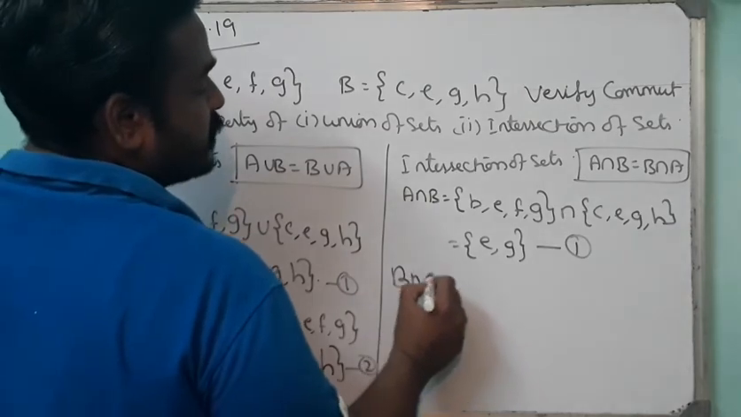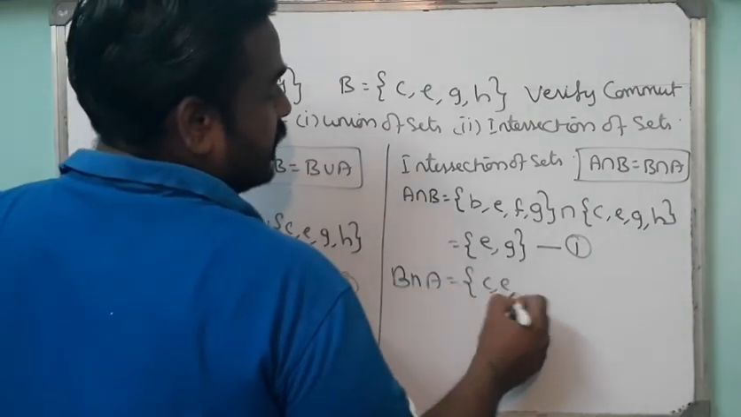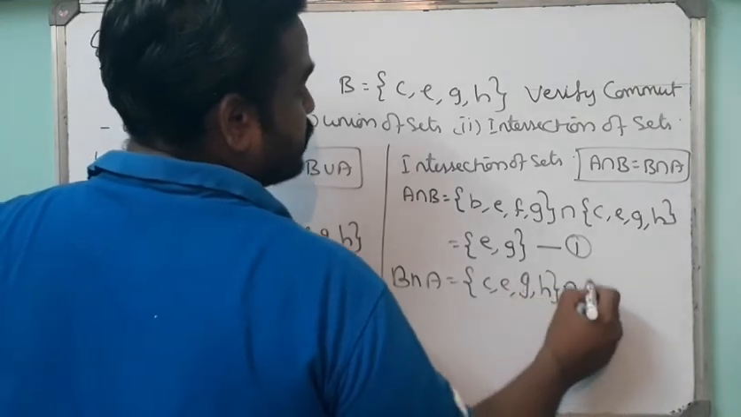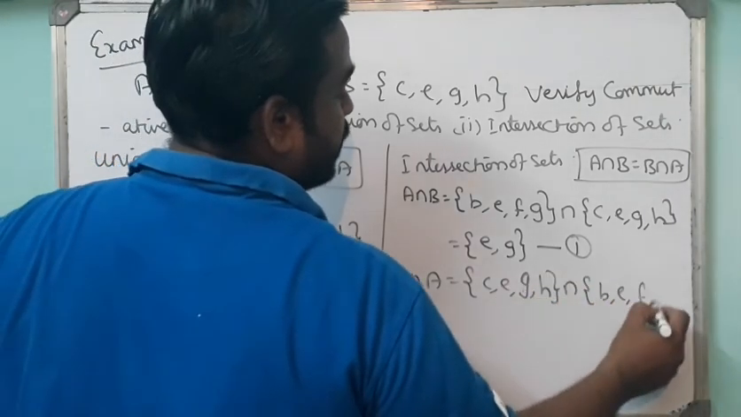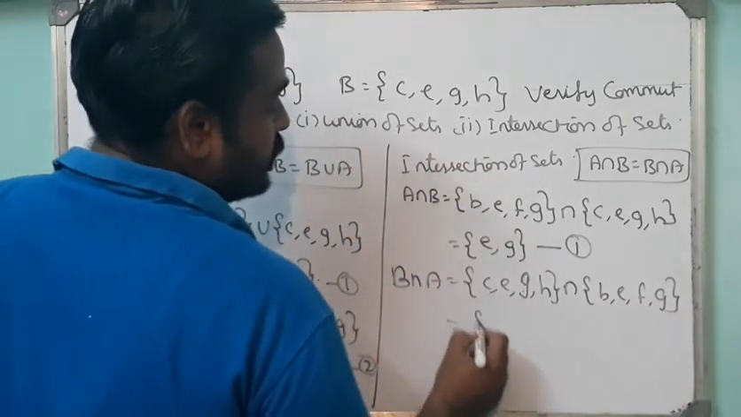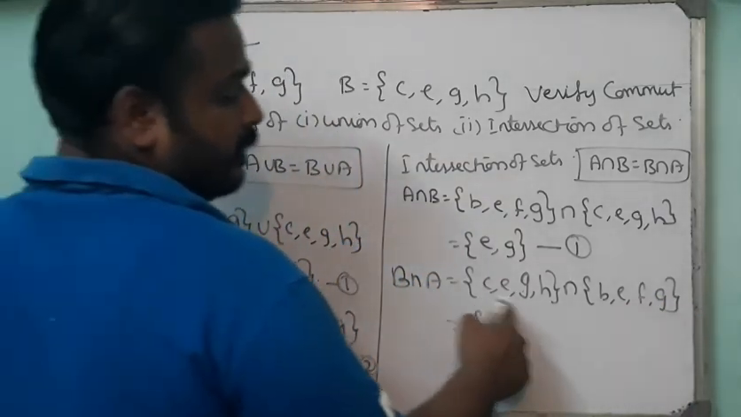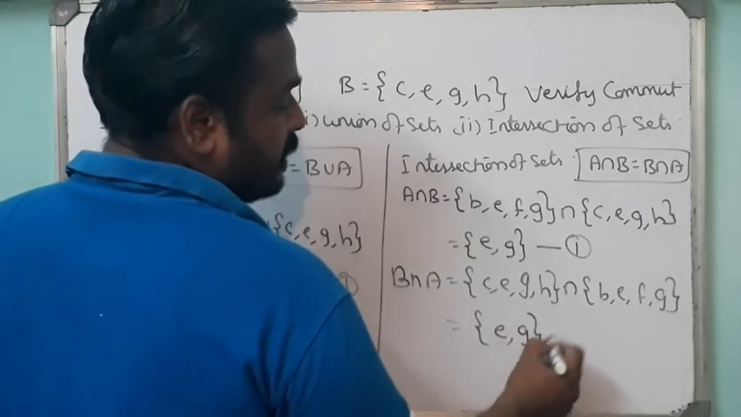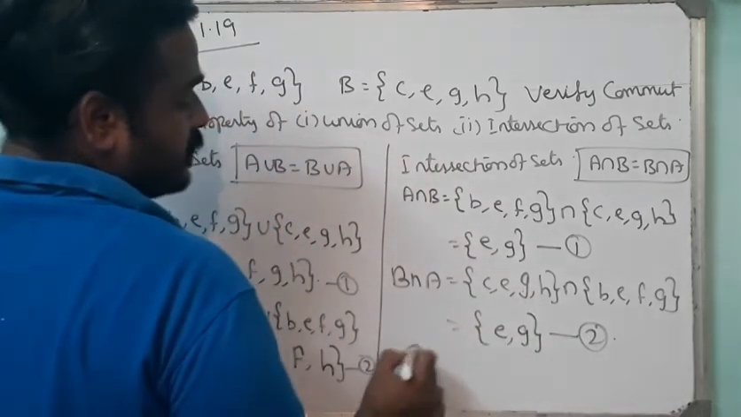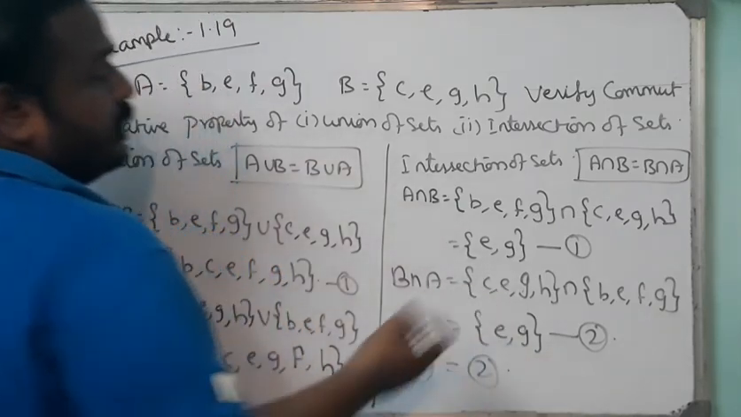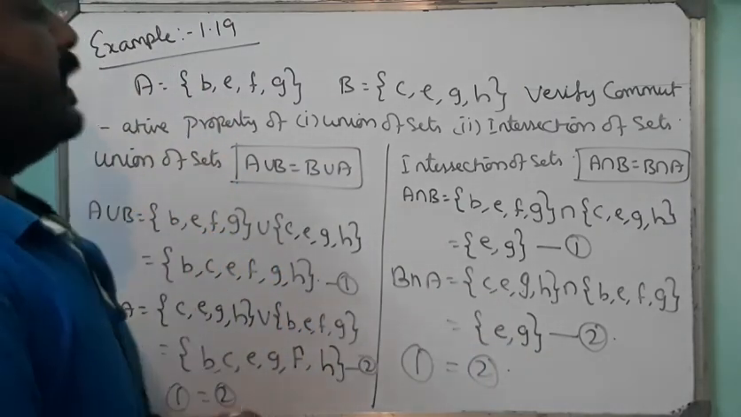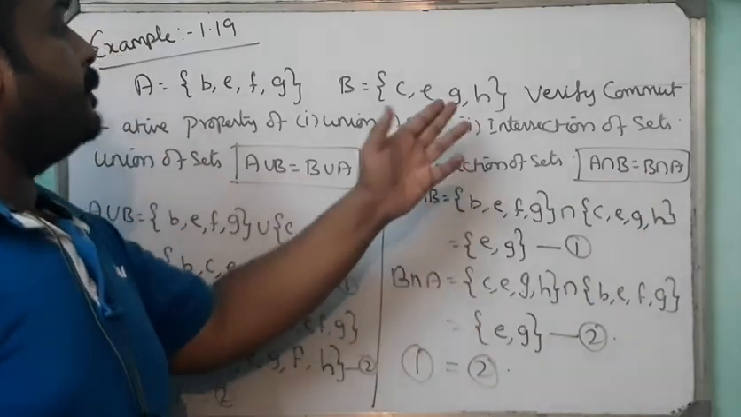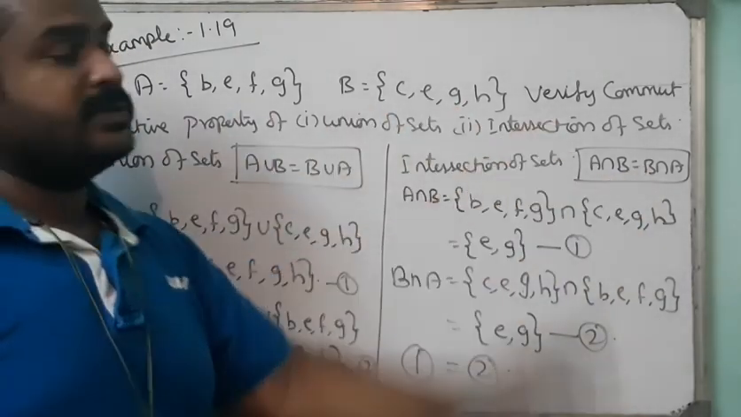And B intersection A போடுங்க. C, E, G, H intersection B, E, F, G. So இதுல common elements என்ன இருக்கு பாருங்க. You have got E, ஒரு common element இருக்கு, and G, one more common element இருக்கு. Take this as equation 2. So here also 1 equal to 2. So 1 equal to 2, therefore LHS is equal to RHS, A intersection B is equal to B intersection A. Commutative property of intersection of sets is verified.